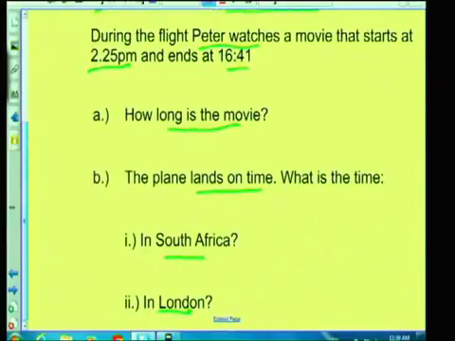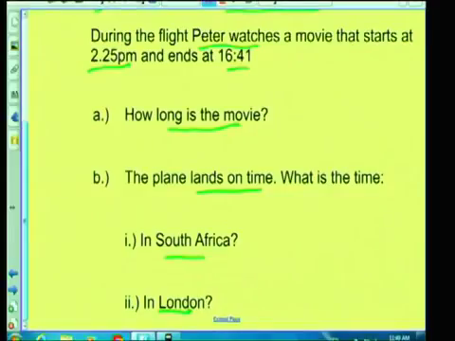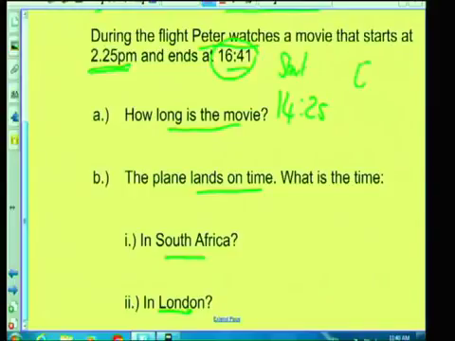Now, this sort of question you've got to break down bit by bit. Make sure that you read the whole question, and then we go back and work out what information we need to answer each individual part. So the first thing I'm going to do is say the movie started at 2:25 p.m. I don't like it in that format. I don't want the formats to be different. So I'm going to change 2:25 p.m. to the 24-hour clock format, which is 14:25. And that's when the start was. And now I'm going to put in the end as 16:41.